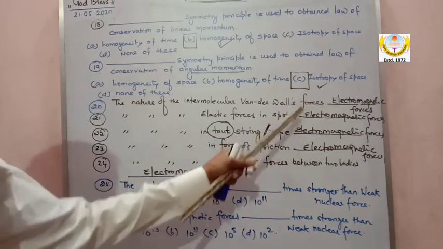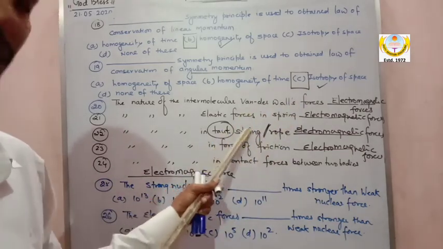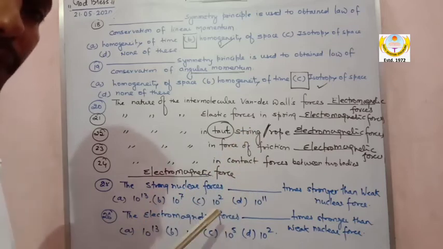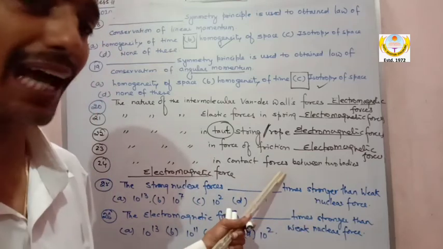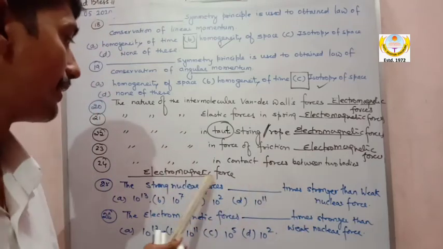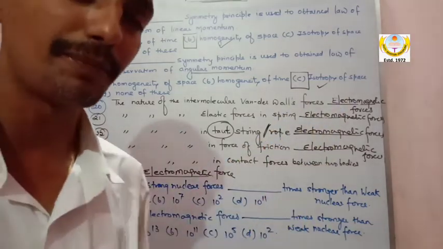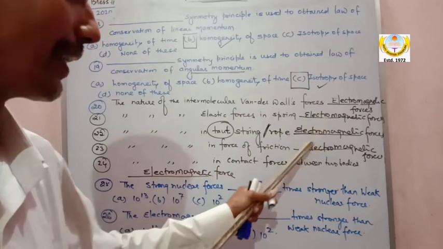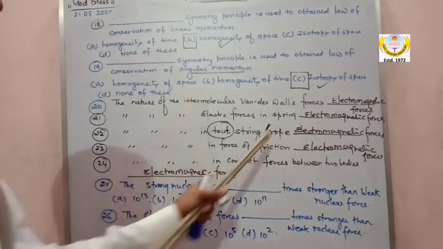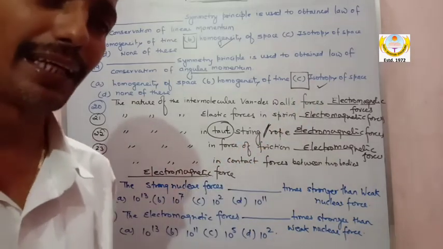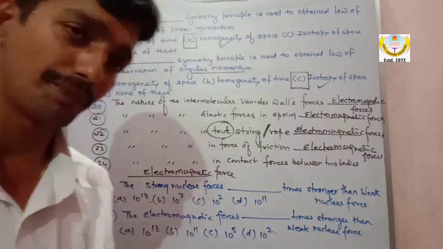ये सारे के सारे फोर्स जो आप देख रहे हो, van der Waals फोर्स या फोर्स इन इलास्टिक स्ट्रिंग, फोर्स इन टॉट स्ट्रिंग, फोर्स इन फ्रिक्शन, force in contact between the two bodies, my dear, they all are electromagnetic force in nature. Out of these any 5 questions, my dear, the answer is one and only one. The nature of force in all these things is electromagnetic.